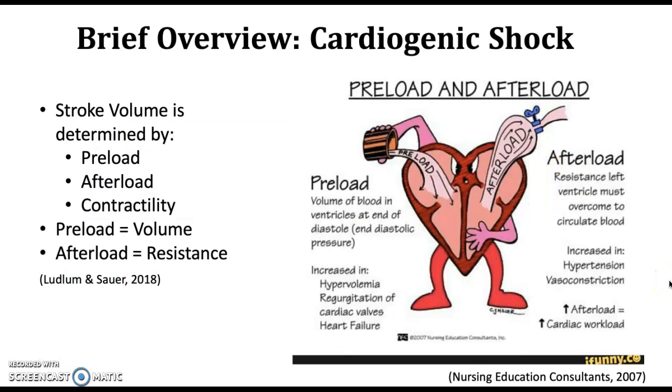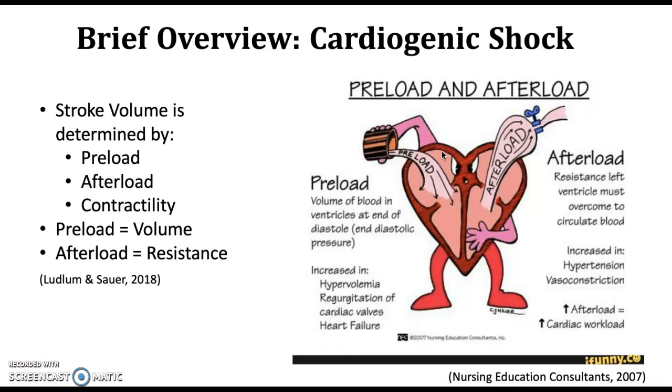And how is stroke volume then determined? Stroke volume is determined by preload, afterload, and contractility. When you think of preload, looking at the image on the right, we're thinking volume. It's the volume of blood in the ventricles by the end of diastole, so basically the volume when the chamber has filled up prior to contraction. It's essentially the pressure in the ventricles as the heart fills with blood.